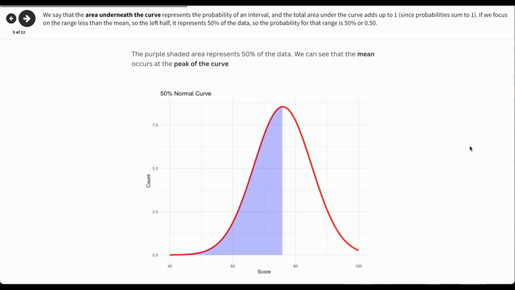So if we focus on the range less than the mean, so everything to the left of the mean, that represents the left half. So that would account for 50% of the data, and the same as if we were looking at the right of the mean. So we say that the probability for that range is 50% or 0.5. And if we look at this graph here, we can see that the purple shaded area represents 50% of the data, and the mean occurs at the peak of that curve.